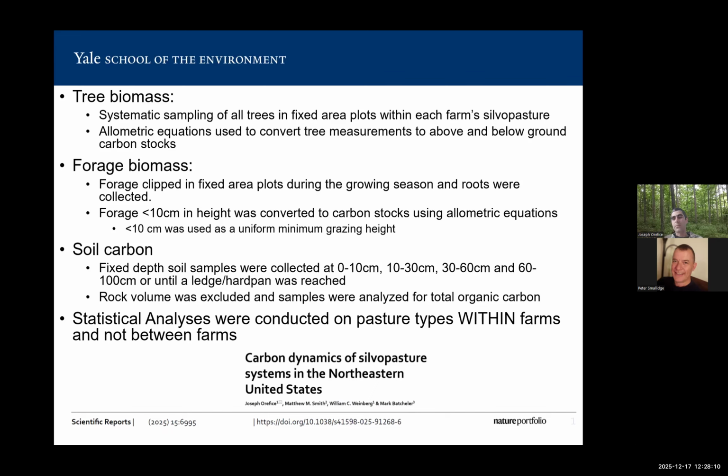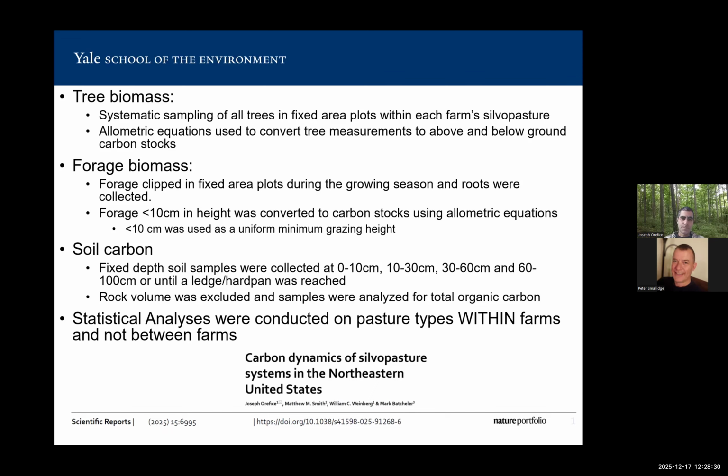This was one of the real challenges of the project because, with the scope of it, we weren't able to get ground sonar to map the whole soil depth across the entire pasture and silvopasture. So we tried to be conservative and consistent when making comparisons.